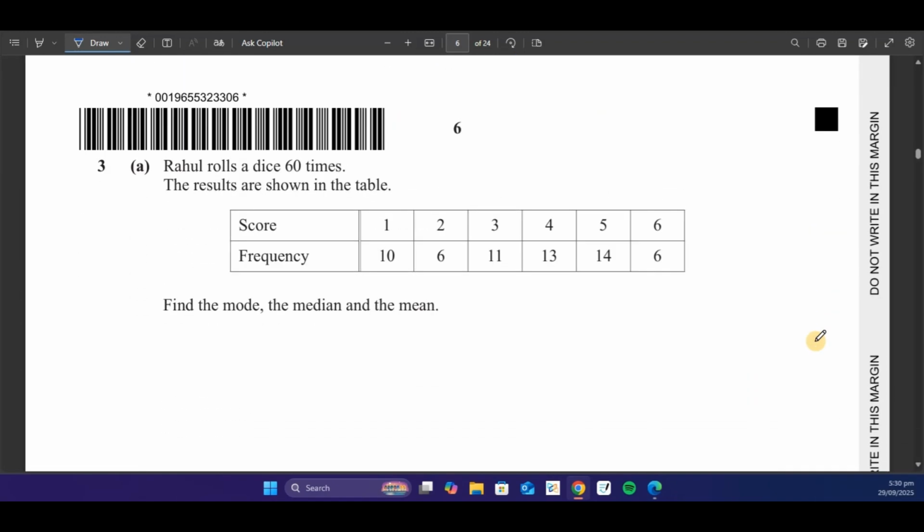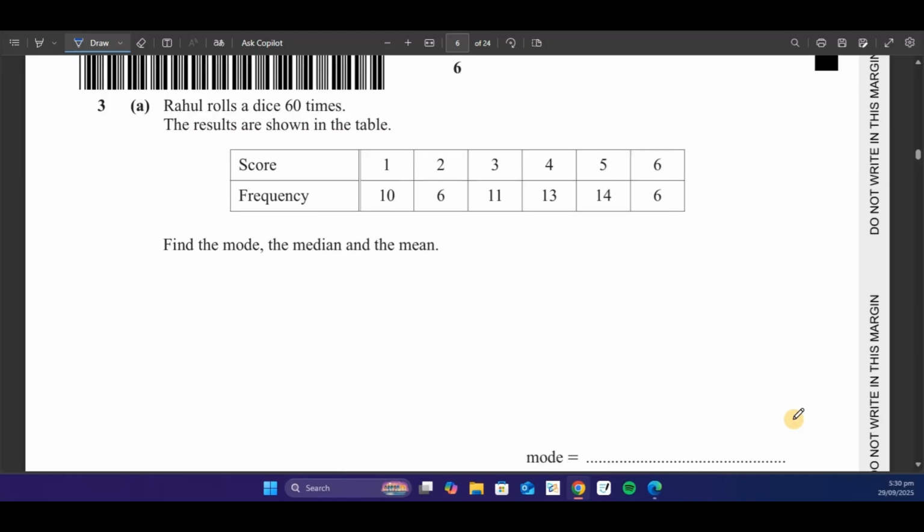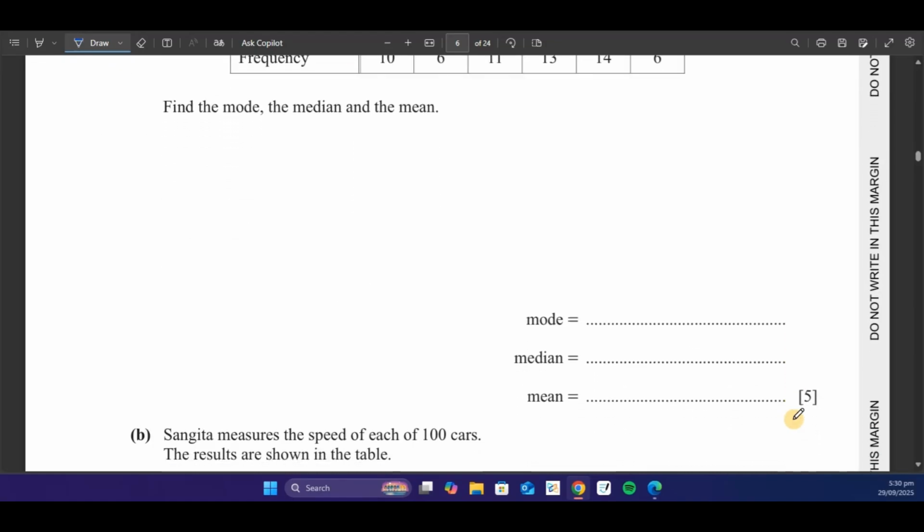Question number 3. Rahul rolls a dice 60 times. The results are shown in the table. Score 1, 2, 3, 4, 5, 6. Frequency is 10, 6, 11, 13, 14, and 6. Find the mode, median, and mean. This is very simple.